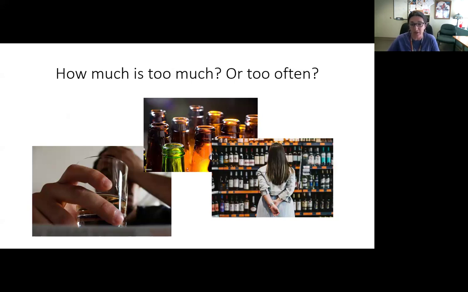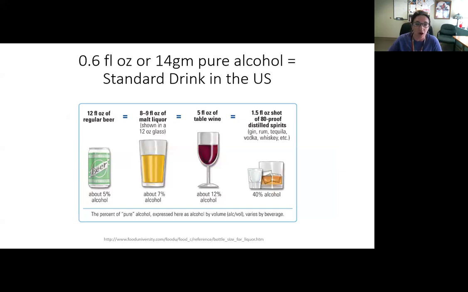So starting with how much is too much or too often, alcohol is very commonly used, right? So it's good to know how to quantify it, and especially know when we're concerned. Just returning to the basics about what is a standard drink in the US, because when we ask our patients, we need to make sure we know exactly what counts as a drink for the quantity and concentration. So again, just to review a few of them, a 12-ounce regular beer, which is about 5% alcohol, would be equivalent, for instance, to 5 ounces of wine or 1.5 ounces of distilled spirits.